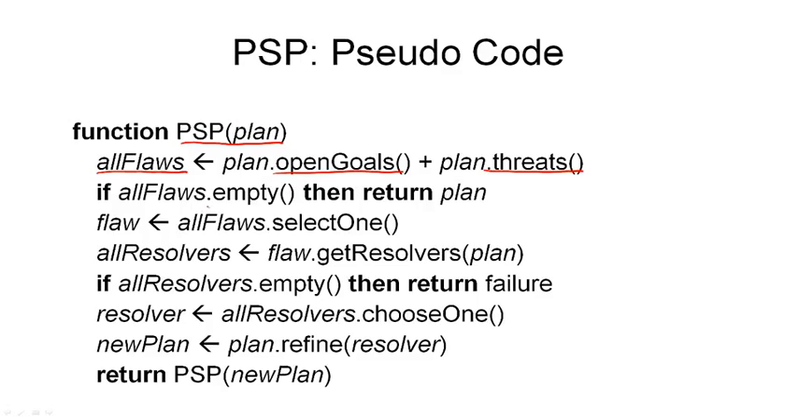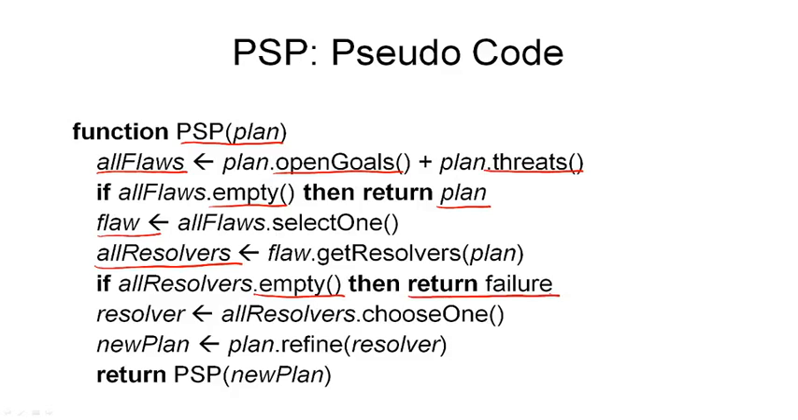And if this set of flaws is empty, that means we have reached a solution plan, because, as I've told you before, no flaws means a solution. But if there were flaws left in the plan, then we can now choose a flaw, which is the flaw we want to remove from the plan next. And once we have selected one of the flaws, we can compute all possible resolvers for this flaw in the current plan. If the set of resolvers is empty, that means there's no way to remove this flaw from the plan, and that means we can return failure, because this partial plan can never be refined into a solution plan.